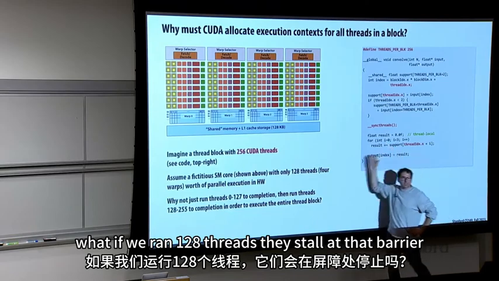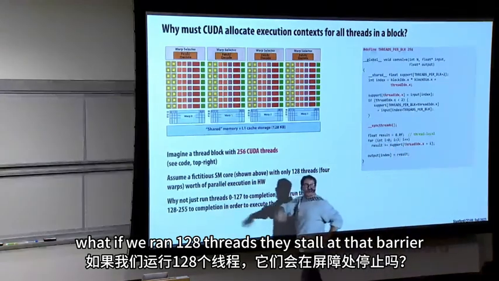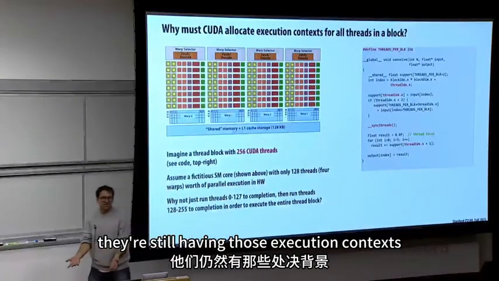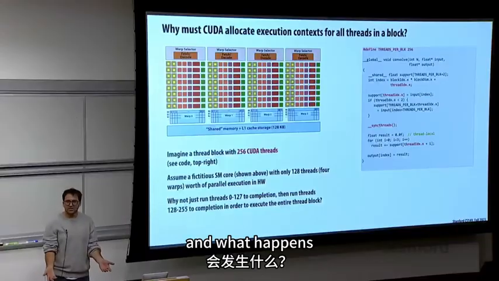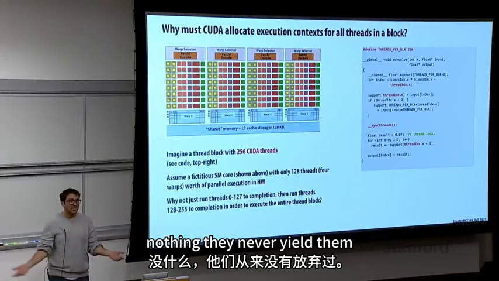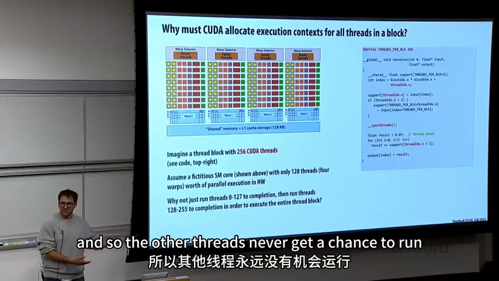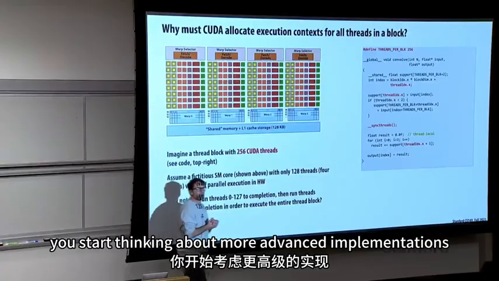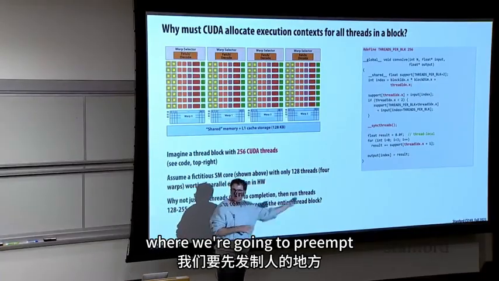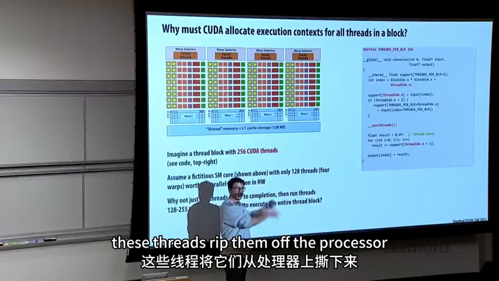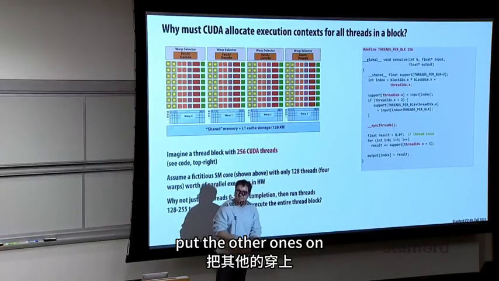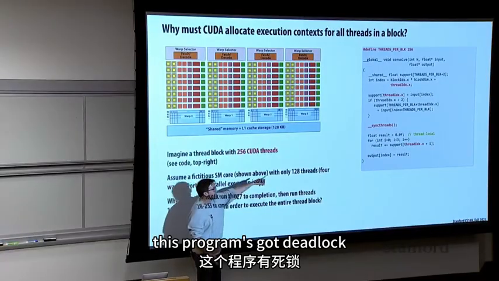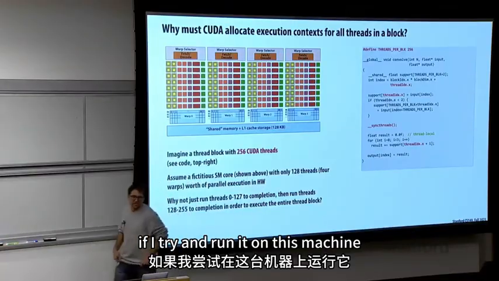What if we ran 128 threads, they stall at that barrier, they're still having those execution contexts, and what happens? Nothing. They never yield them, and so the other threads never get a chance to run. So unless you start thinking about more advanced implementations where we're going to preempt these threads, rip them off the processor, put the other ones on, which would be highly not performant, this program's going to deadlock if I try and run it on this machine.